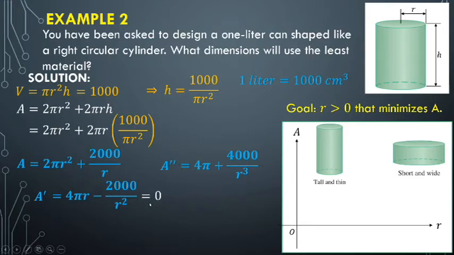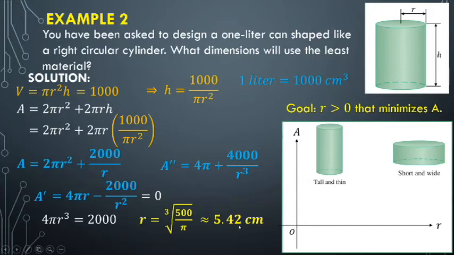Okay. Now, equate natin sa 0 ito, to find the zeros and to get the critical points of r. Cross multiply yung r squared dun sa r. We have 4 pi r cubed is equal to 2,000. Then, simplifying this, solving for r, we have 2,000 over 4 is 500 over pi. So, we have r is equal to cube root of 500 over pi, which is approximately 5.42 centimeter. So, this can be our critical point on r, where it can be the r na mag-minimize dun sa surface area or the total surface area. Pero 1 liter pa rin yung kalalabasan.